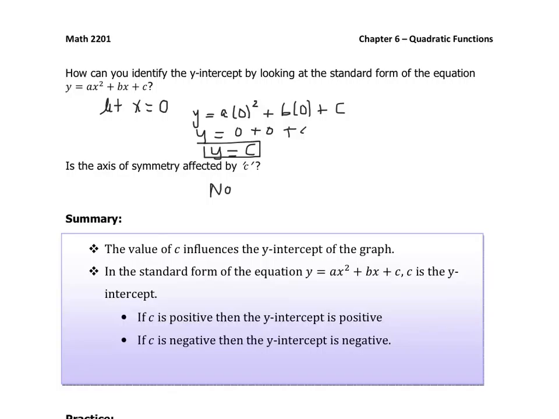All right, so the value of C influences the y-intercept of the graph. In standard form of the equation, when you plug 0 in for x, these two terms will always disappear, leaving you with just the C value. So if C is positive, you're going to have a y-intercept that's positive, and if it's negative, you're going to have a y-intercept that's negative.